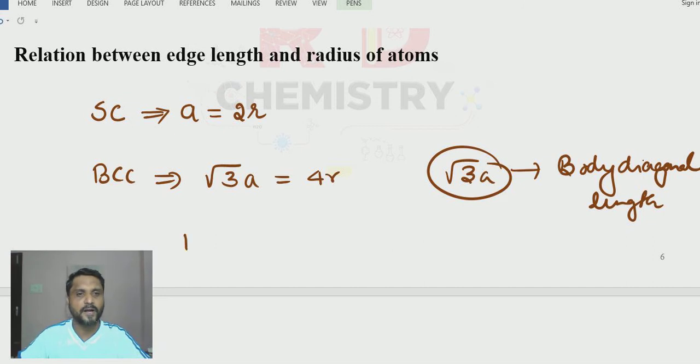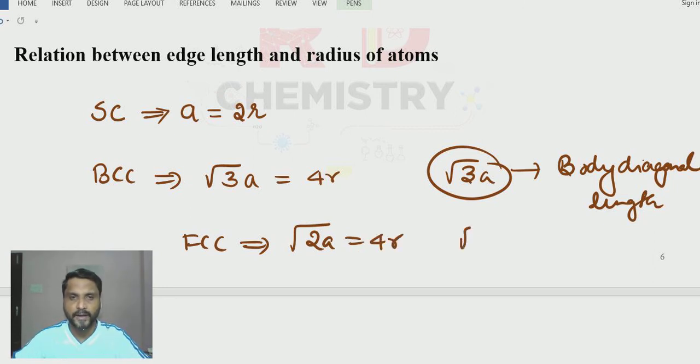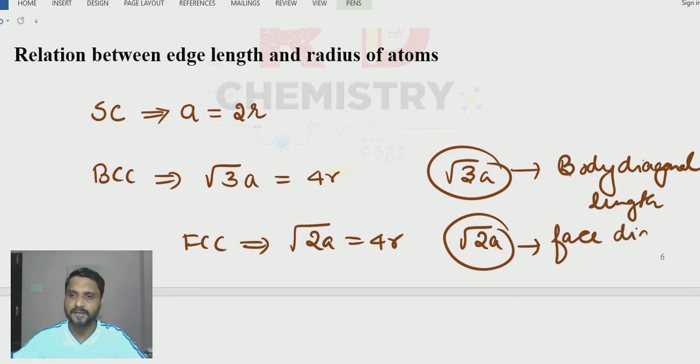Next one, we have got FCC. In case of FCC, square root of 2a is equal to 4 times the radius of the atom, wherein square root of 2a is nothing but the face diagonal length. This is the face diagonal length we have, right?